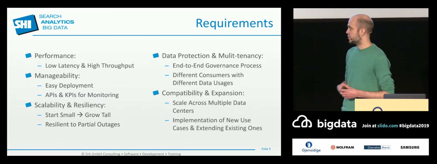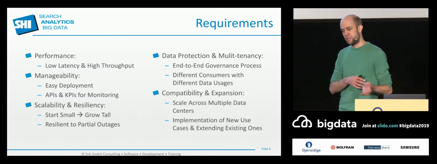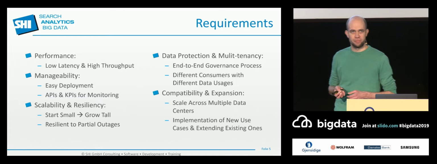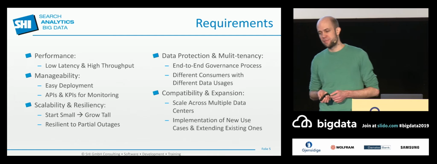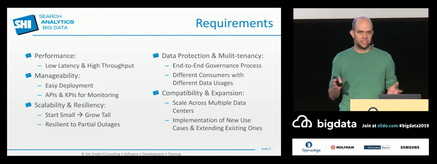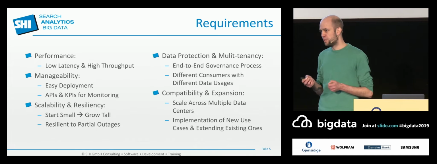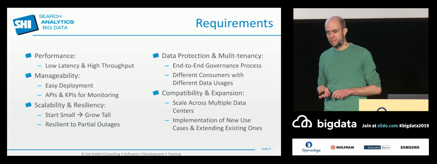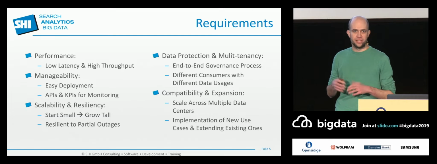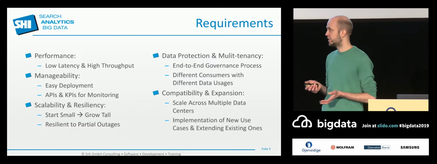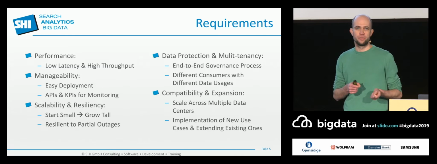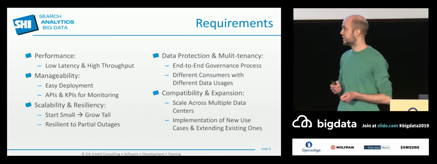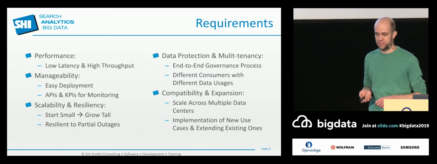When it comes to not only what you need now, but maybe in the future, data protection and multi-tenancy is another requirement. So you need an end-to-end governance process to know who owns which data, who has access to which data. And you might have multiple consumers of data, and you need to make sure that each consumer only has access to the right pieces of data in your system.